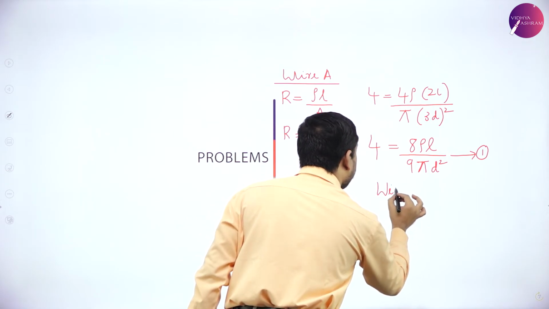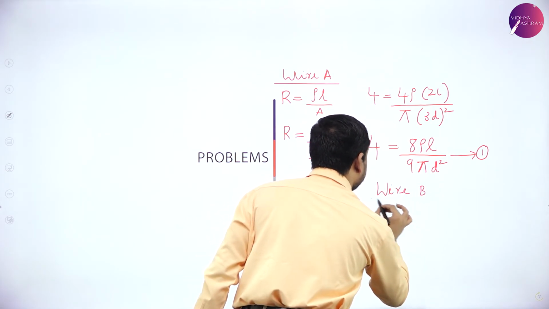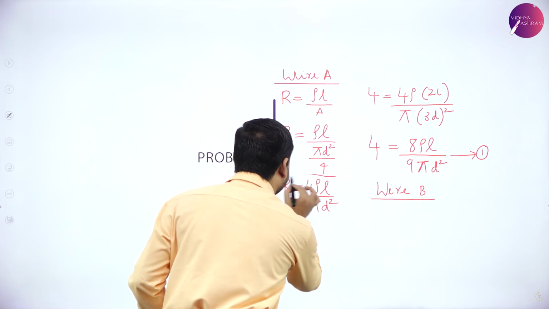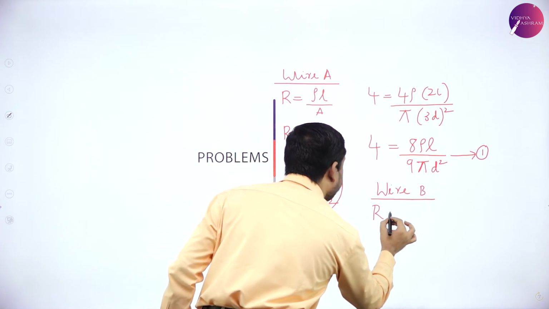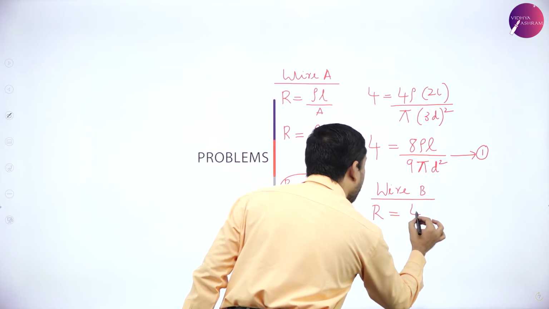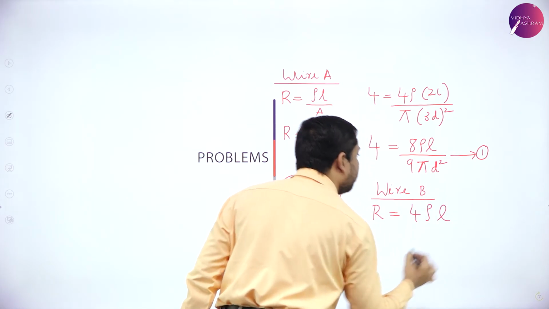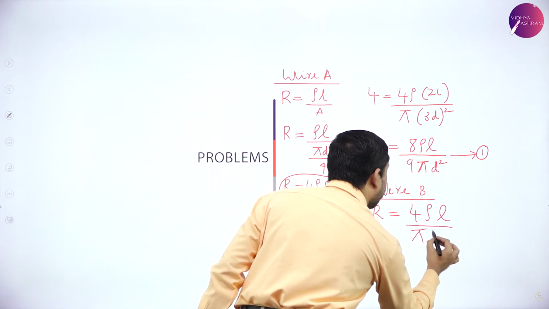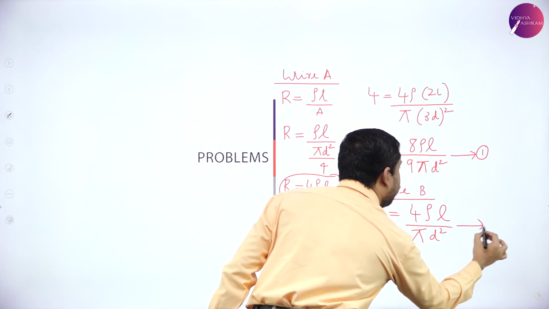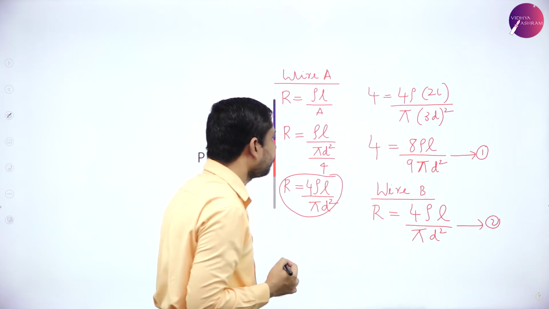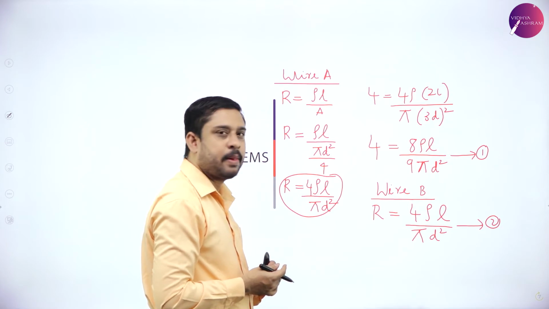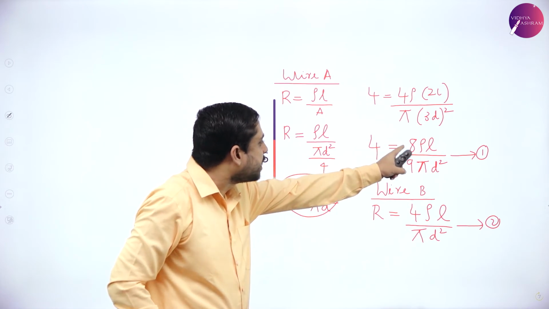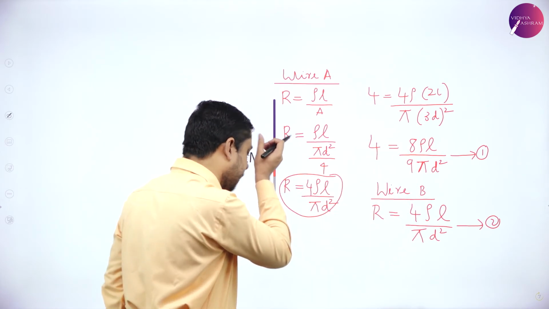Now, for the wire B, the same equation, this one I'll consider R equals 4, rho remains the same, L is the length, pi d square, equation 2. So if you observe, I have to find R. Equation 1 divided by equation 2, I do.